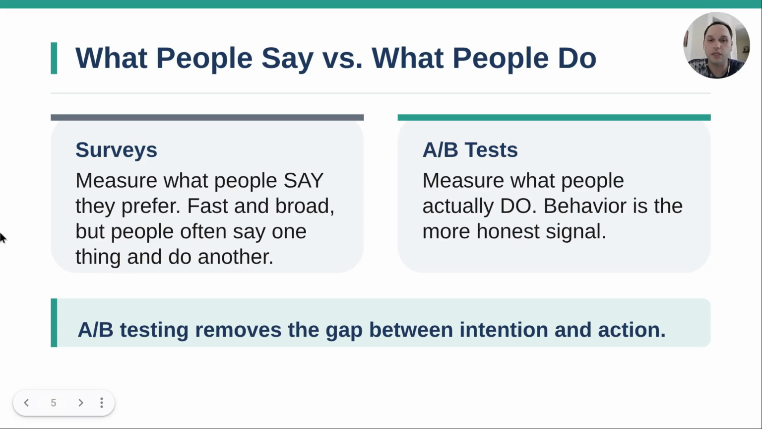This is worth pausing on, because it's what makes A/B testing different from everything else on this channel. Surveys measure what people say they prefer. A/B tests measure what people actually do, and those two things are often surprisingly different. Someone might tell you they love a clean, minimal design, and then consistently click on the busier, more colorful version. Behavior is the more honest signal because people can't second guess it or perform for it. That gap between intention and action is exactly what A/B testing closes.